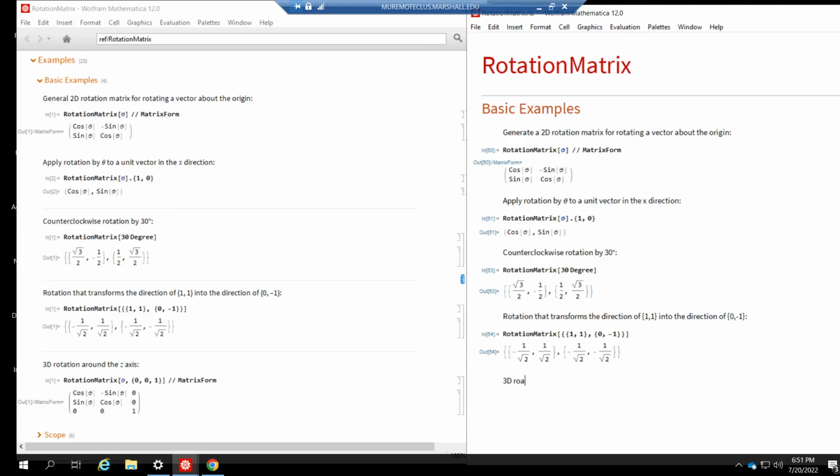3D rotation around the z-axis. Theta, {0, 0, 1}. Put that in matrix form.